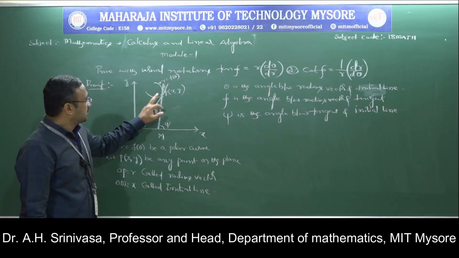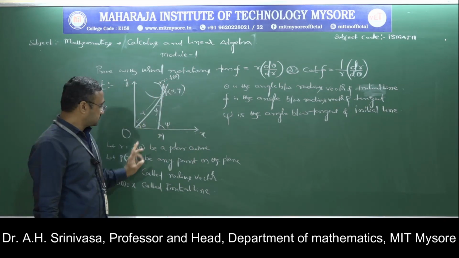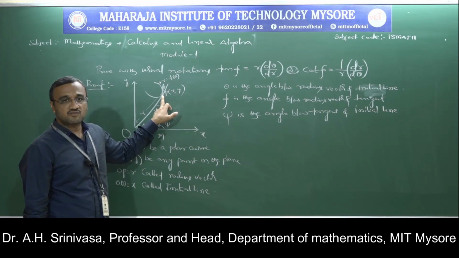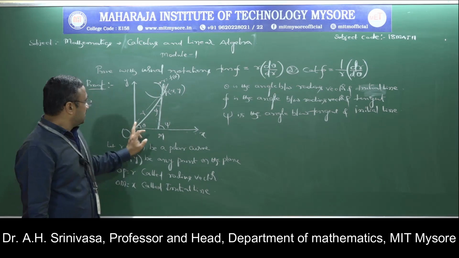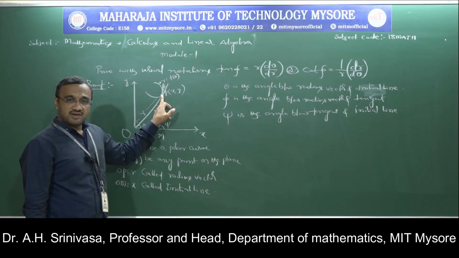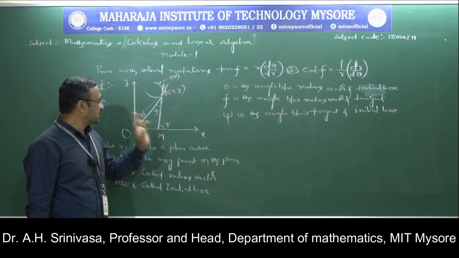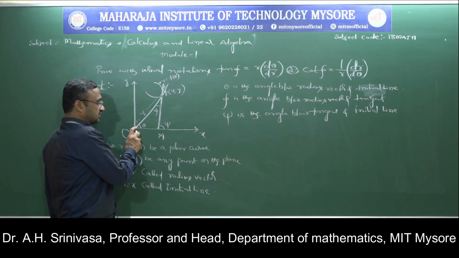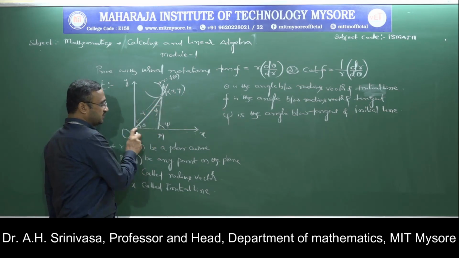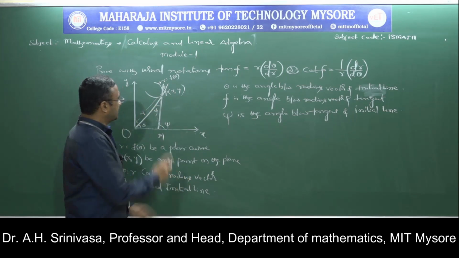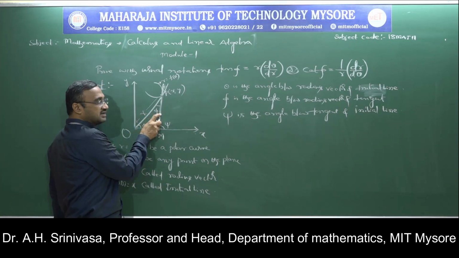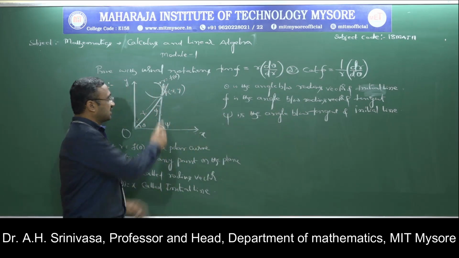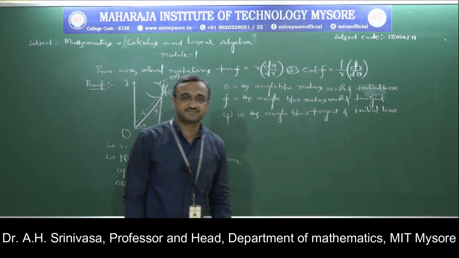Let me explain again. For a polar curve r equal to f of theta, this is your polar curve. In that polar curve, you make one point, that is P of x comma y. Then you call this OP equal to r, called a radius vector. And OM is an initial line. And theta is the angle between radius vector and the initial line. And phi is the angle between radius vector and the tangent. And psi is the angle between tangent and the initial line. Okay, this is the simple construction.